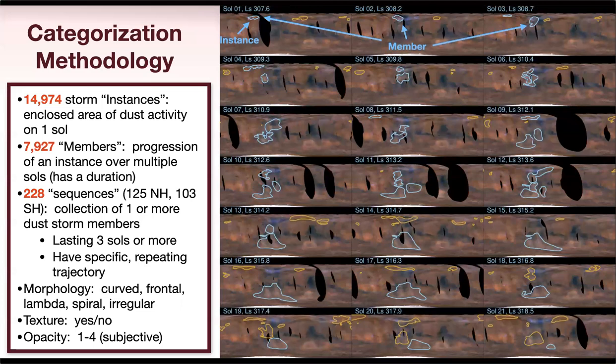In the Mars dust activity database, there are about 15,000 dust storm instances, which are single enclosed areas of dust activity on a given sol. We can connect the movement of these individual instances together to form a dust storm member, and collections of these members following a similar trajectory over 3 or more sols are deemed sequences, following the terminology set up by Helen Wang.